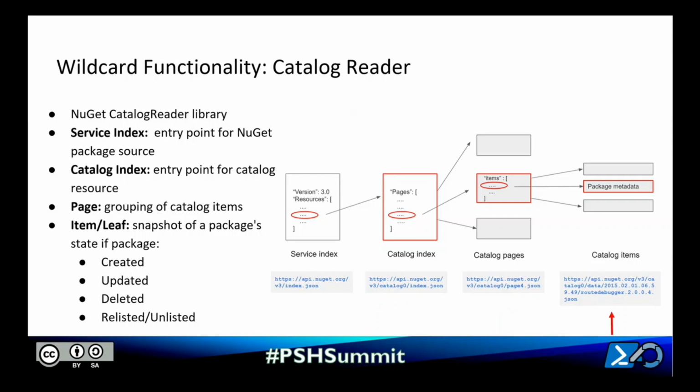And each catalog item represents the package's state at a single point in time, and whether the package was being created, unlisted, relisted, or deleted from the package source. Since each item has a unique timestamp and items are recorded chronologically, we can actually index through the entire catalog and process it in chronological order to create a mirror of the whole package source.